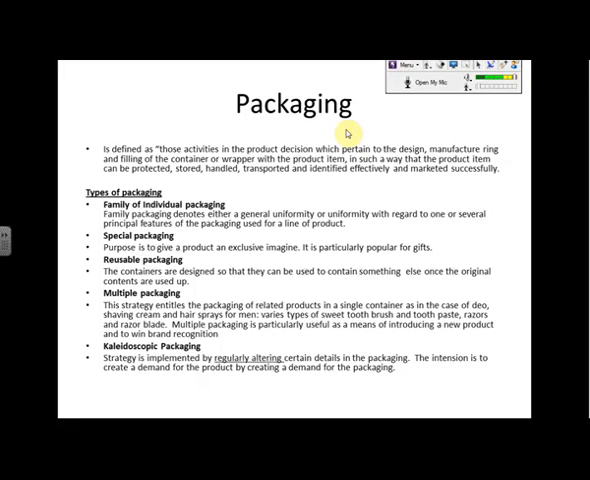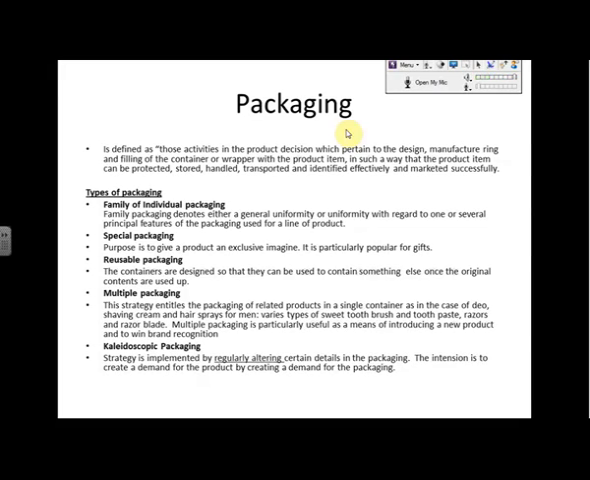So what is important with any packaging? The first thing, first and foremost, is to protect the product. And then you have the other issues, so that it becomes easier to store the product, and then to handle the product, and also to identify it and market it successfully.